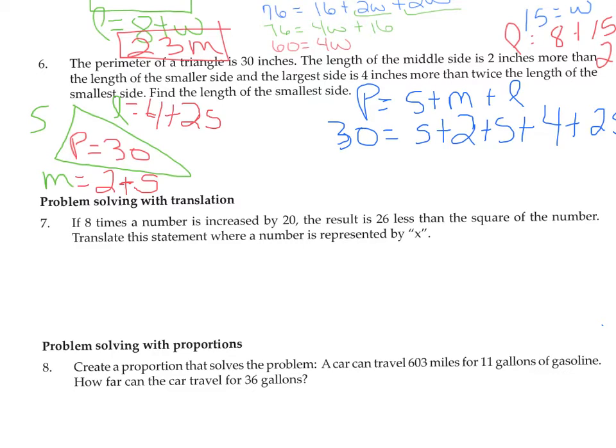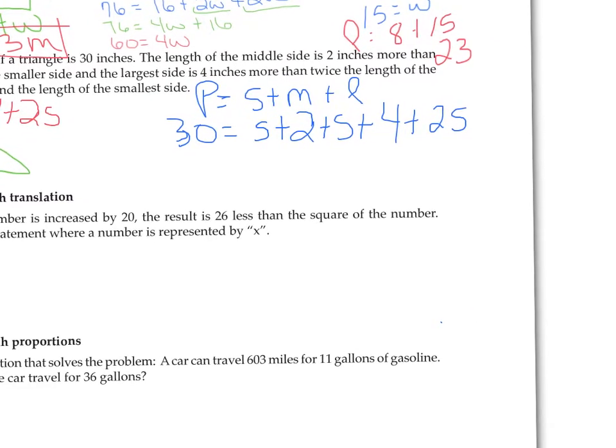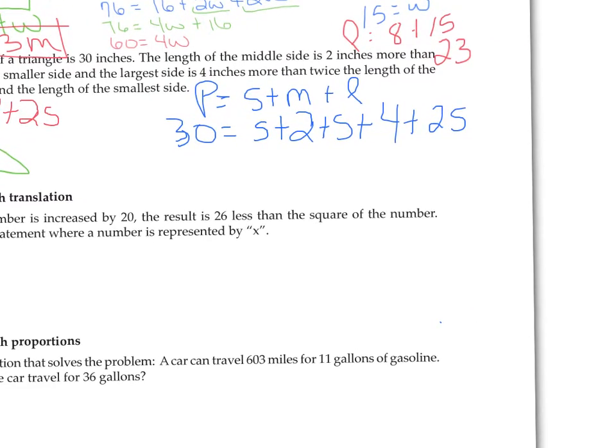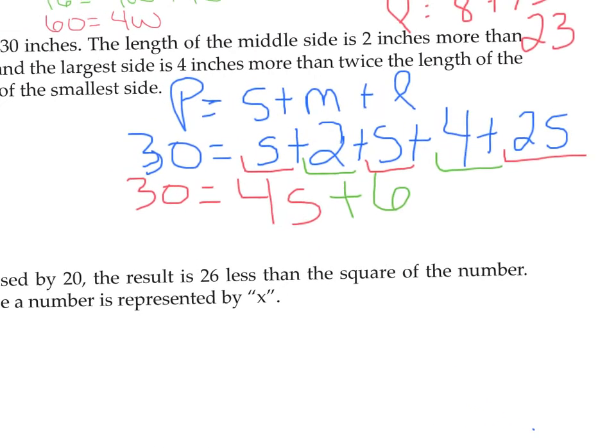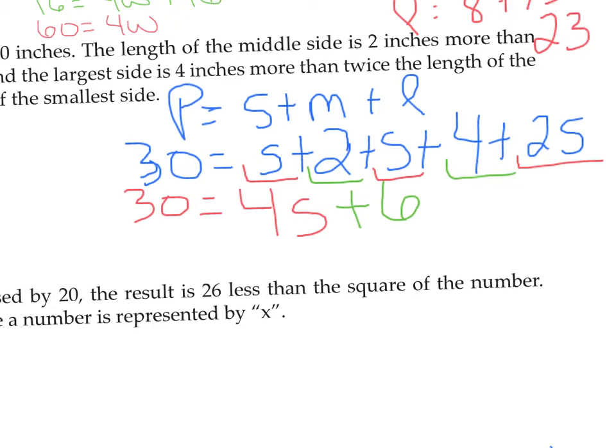So now we need to combine like terms. So we're going to leave 30. Okay, we have one S, another S, and 2S. And those are all like terms. When I add them up, I get 4S. And this 2 and this 4 are like terms, so I get 4S plus 6. Okay, so 30.